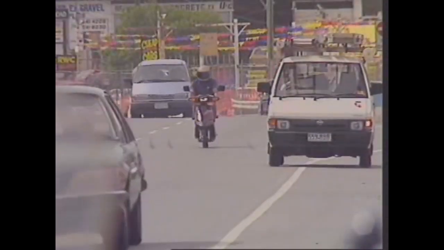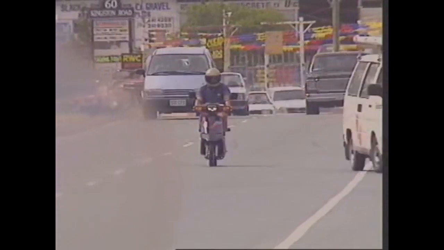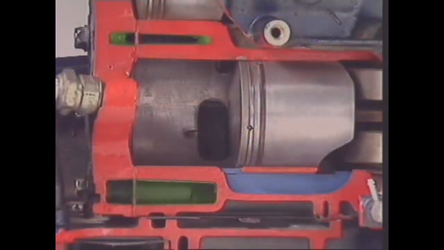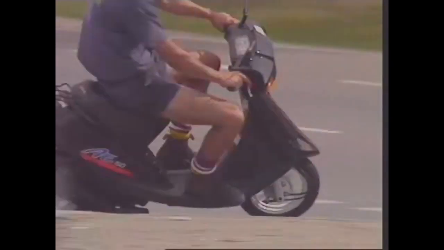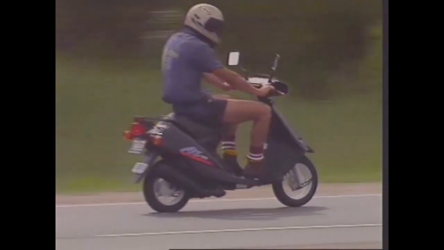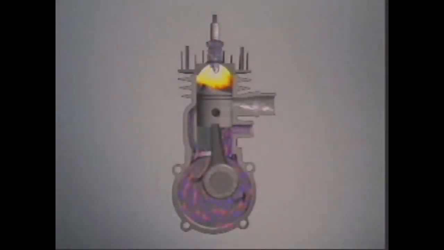Let's look at the principles of the 2-stroke petrol engine. The 2-stroke petrol engine is different from the 4-stroke petrol engine. In a 2-stroke engine, the inlet and exhaust ports are opened and closed by the movement of the piston. But it is still an internal combustion engine and has the 5 events common to all such engines.